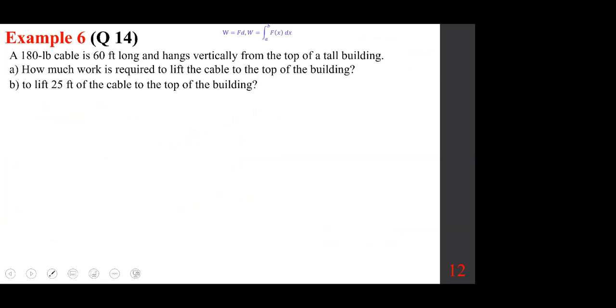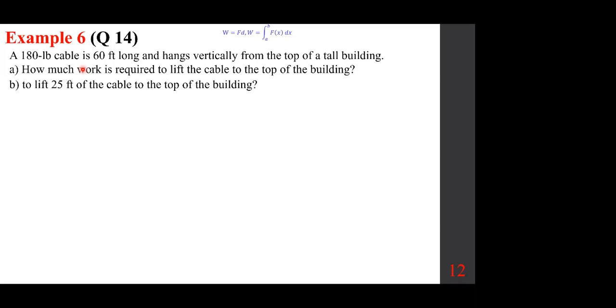A 180-pound cable is 60 feet long and hangs vertically from the top of a tall building. The reason they say top of a tall building is that it covers the 60 feet, okay? Otherwise, it would have to mention that a portion of it is hanging or is on the ground. So top of a tall building means taller than 60. How much work is required to lift the cable to the top of the building? And for part B, if we want to only pick up 25 feet of that.